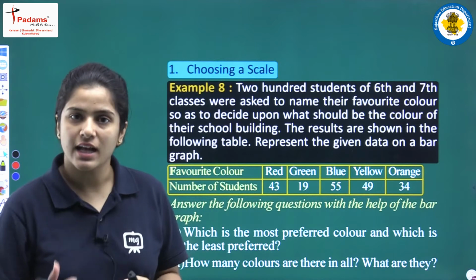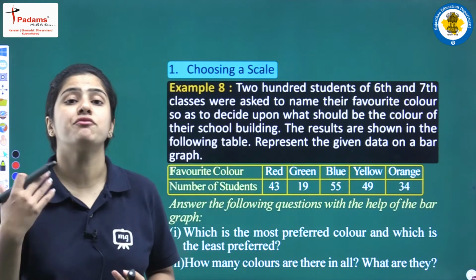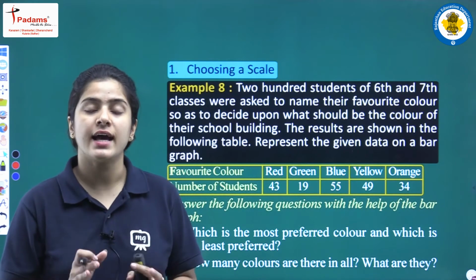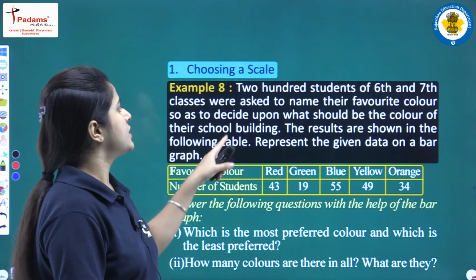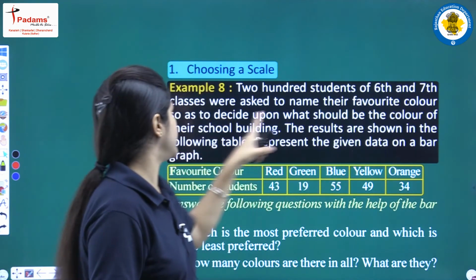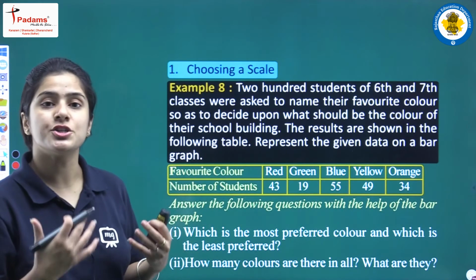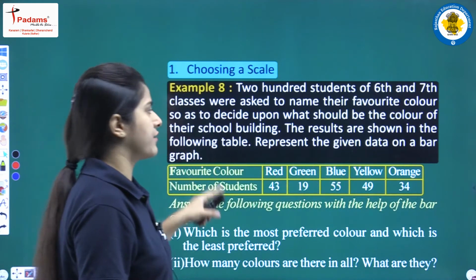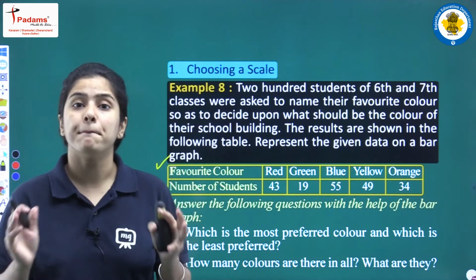Okay, the students of 6th class and 7th class were asked what their favorite color is, and whichever is the majority, that color will be the color of the building. The results are shown in the following table. Alright students, now you have to represent the given data on a bar graph.